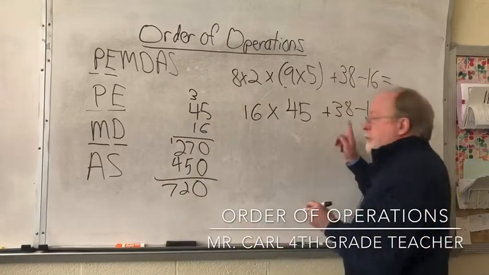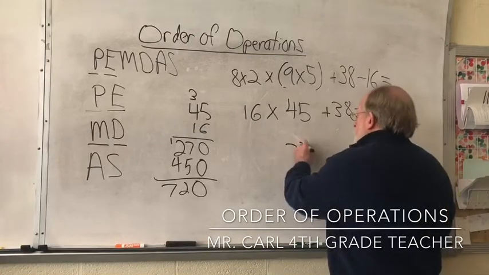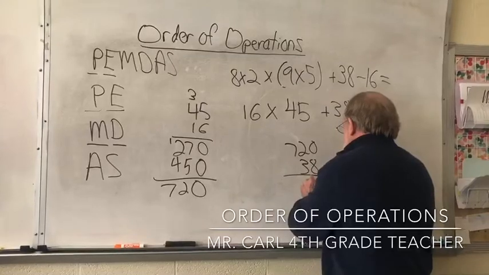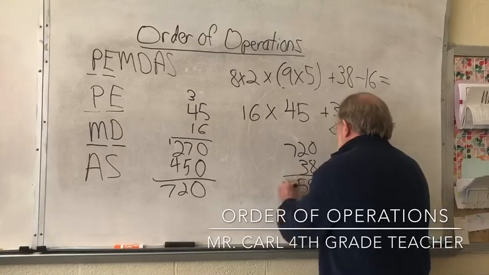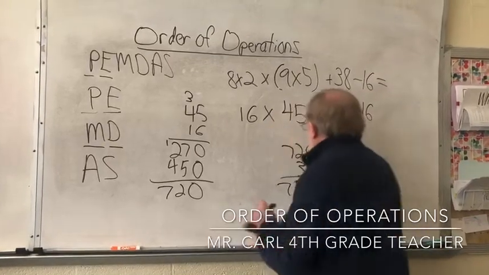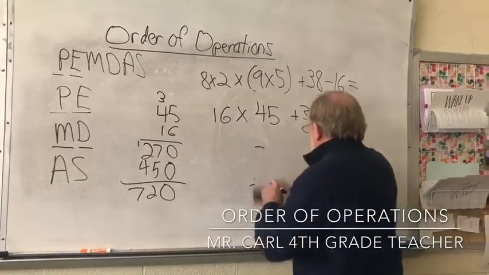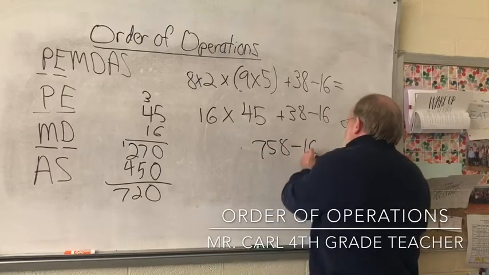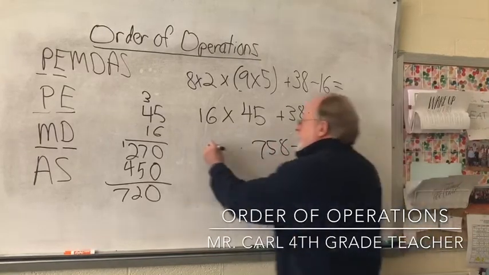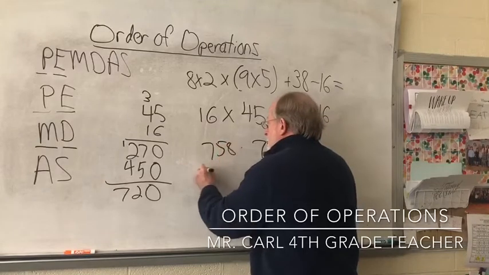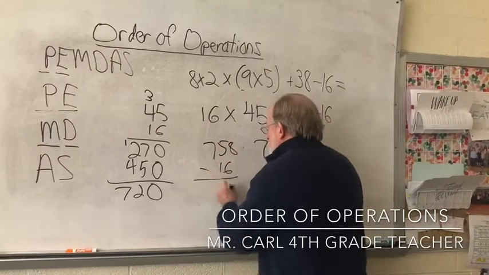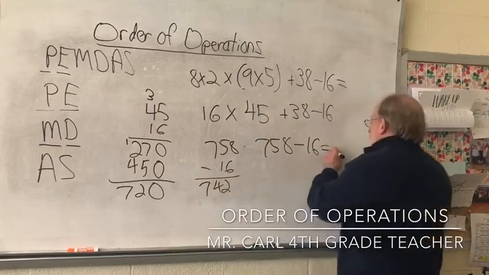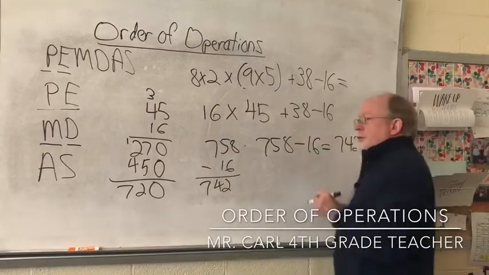So for this, you get 720 plus 38. So you add that together. That's 758. So you put the 758 here, and then you subtract the 16. So 758 minus 16 gives us 742, and that's the answer to this equation.